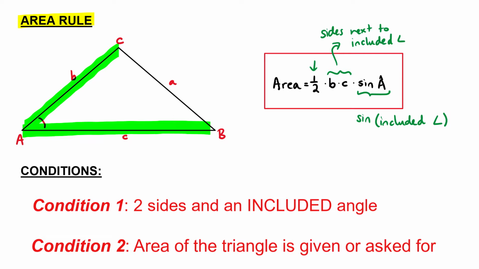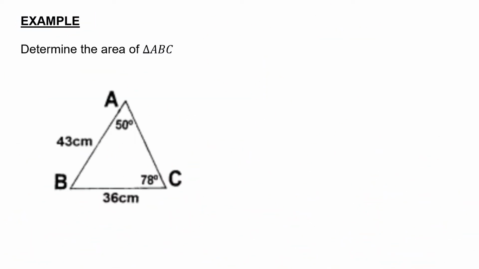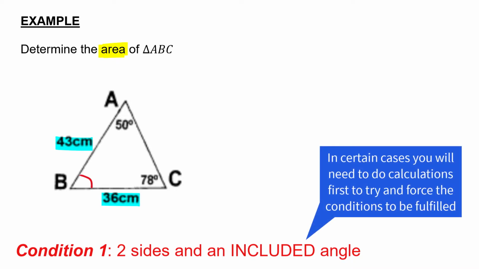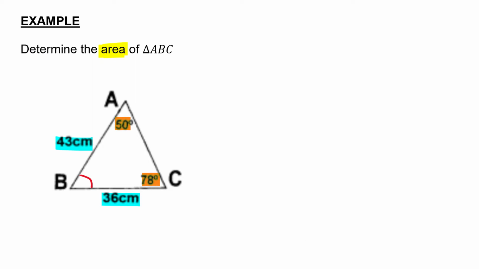So let's then take a look at a quick example on how to apply this rule. So in this triangle, it says determine the area of triangle ABC. So they need the area of the triangle. We know then that we've got to go ahead and use the area rule. But to use the area rule, we've got to have two sides and an included angle. So do you see here that we've got two sides that are given to us, but we don't have the included angle there at B. And so that means before we can start, we've got to get B, because we can't answer the question without those conditions being fulfilled. Now it's easy enough in this question because we've been given two other angles, so we can just use angles of a triangle to get angle B over there. So let's do that quickly.